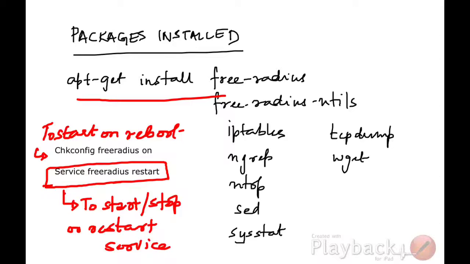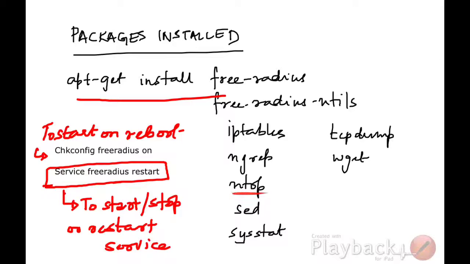Then the next thing is IP tables. We will most probably have it already installed, so we might not need to install it, but if it is not installed, we need to install it. ngrep and tcpdump are basically for troubleshooting your packet level configuration, whether you're receiving the packets or not from the Cisco gateways or any RADIUS client. wget is required for downloading these utilities or packages if they are not available in the default apt-get location of Ubuntu.